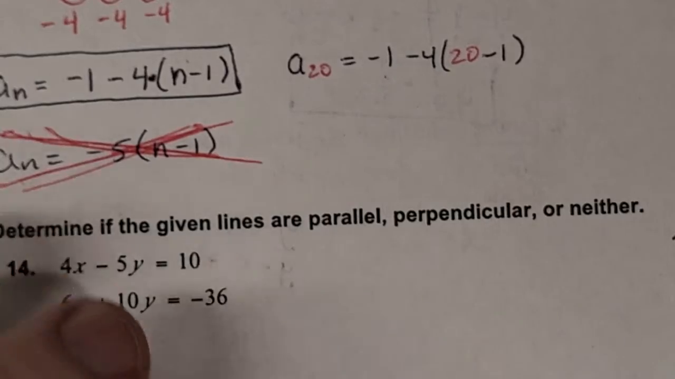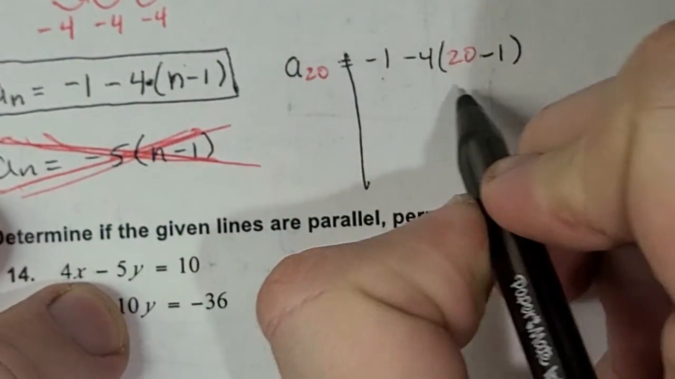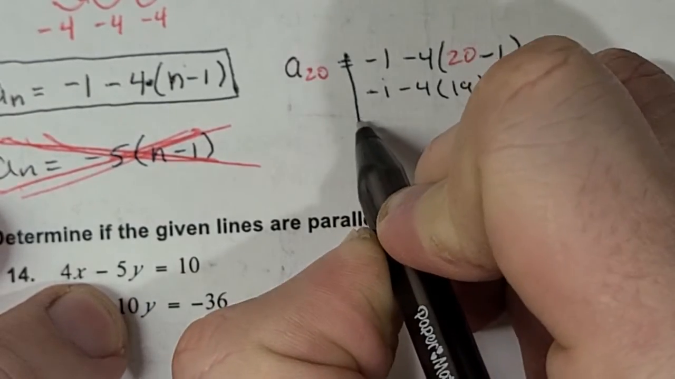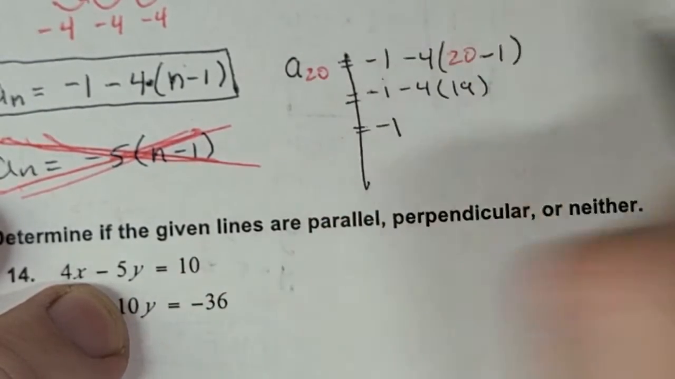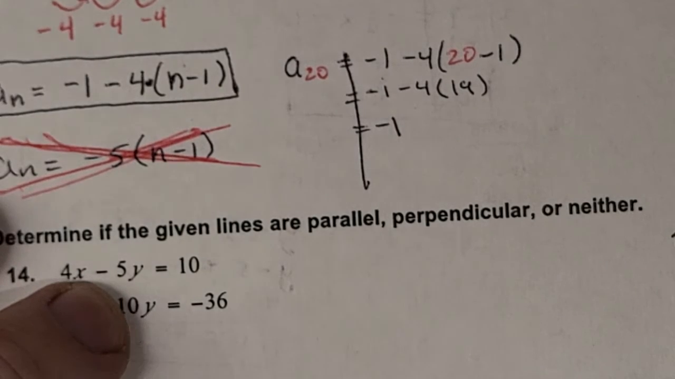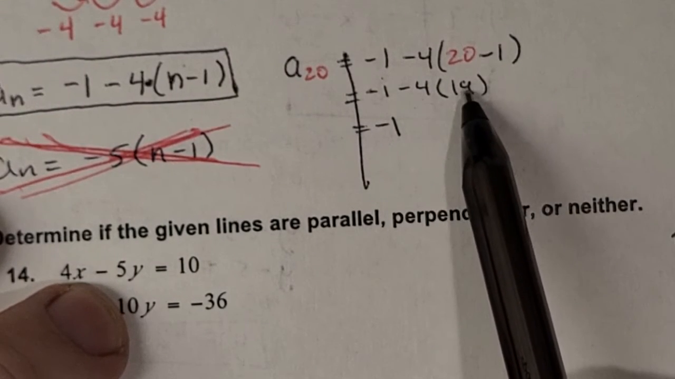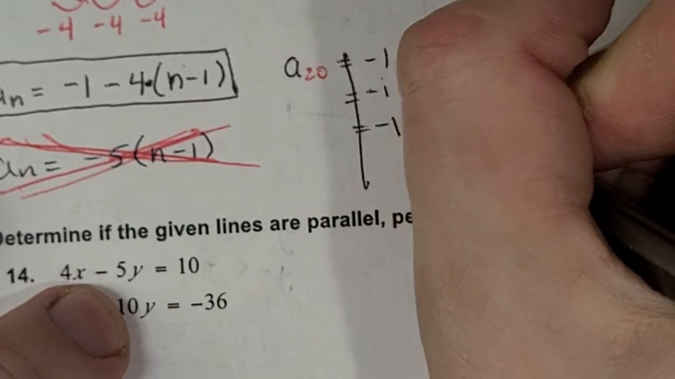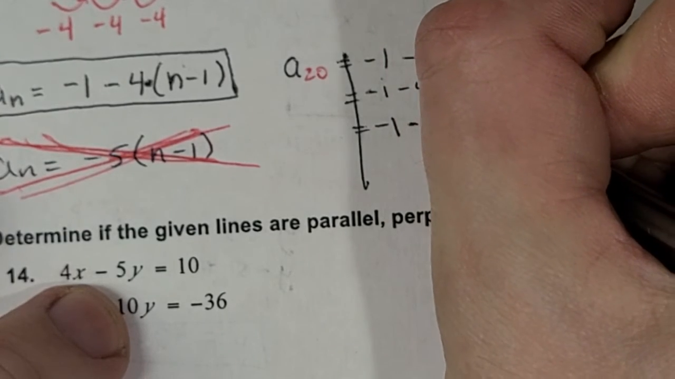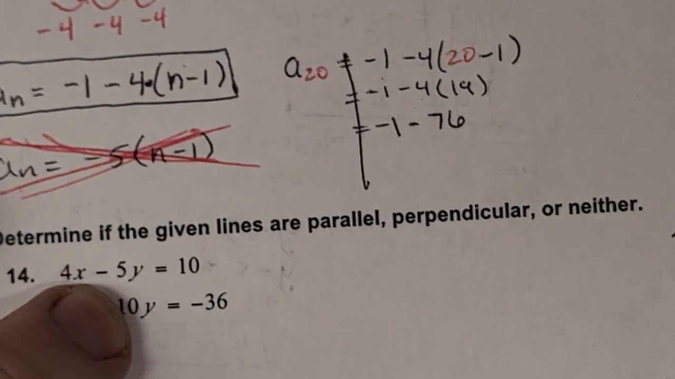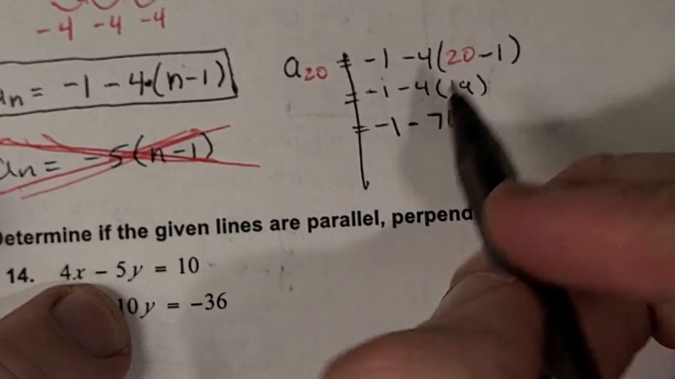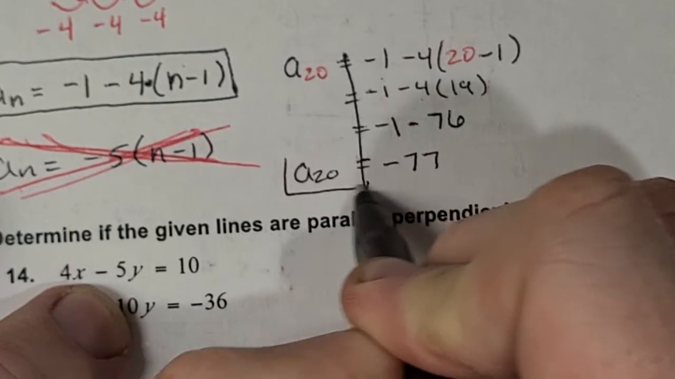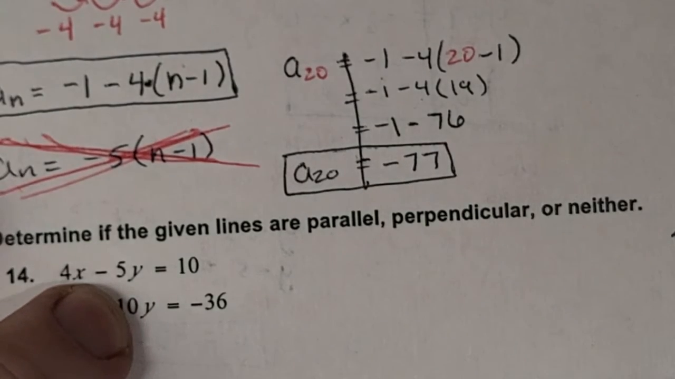I will also do it by hand just to show you. 20 minus 1 is 19. Negative 4 times 19. Well, let's see, here's how I would do this. 4 times 20 is 80, but I don't want 20 fours, I only want 19 fours, so that means it's going to be 76, because that's just taking away 4. And then negative 1 and negative 76 make a negative 77, so my 20th term here, negative 77, boom, done.